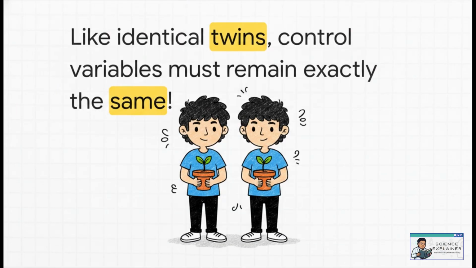So, for this one, think of control variables as the twins. Identical twins look exactly the same, right? Well, all of the control variables in your experiment need to look exactly the same too. They are strictly left alone so your test remains completely fair and scientifically accurate.